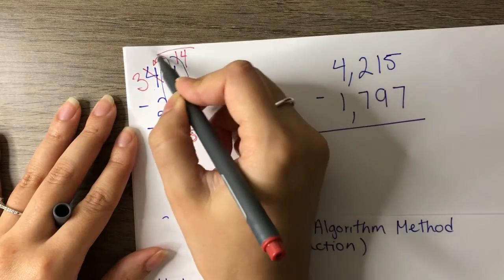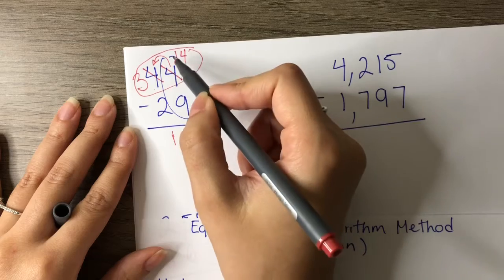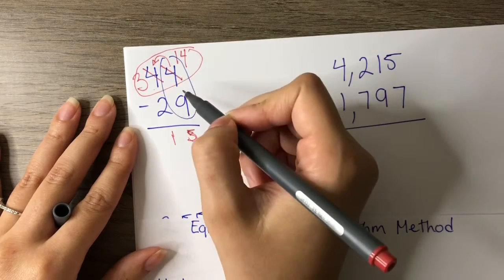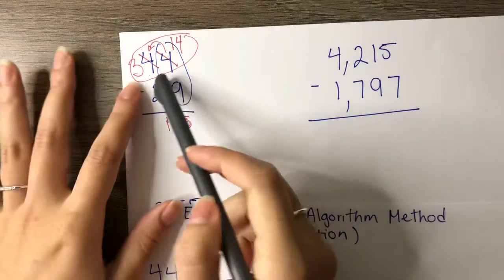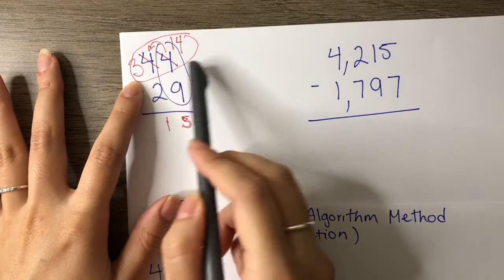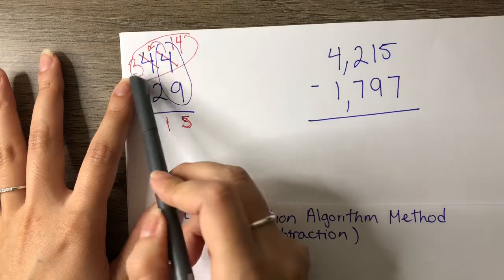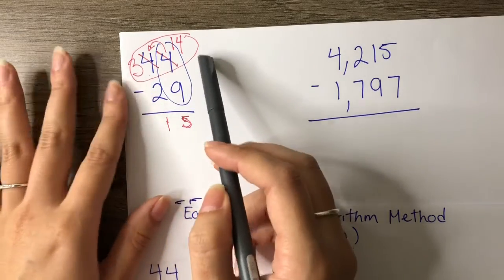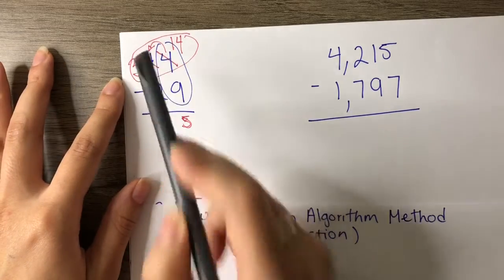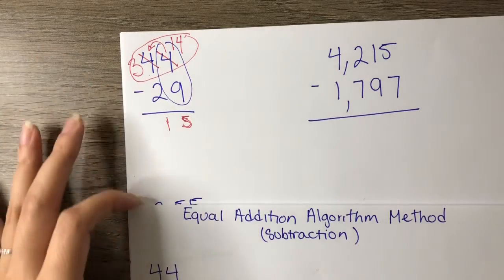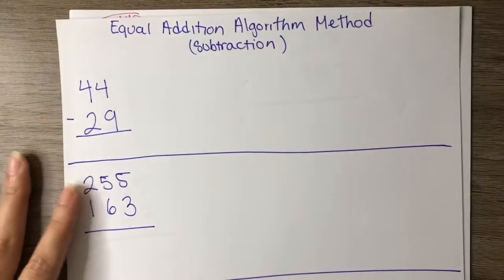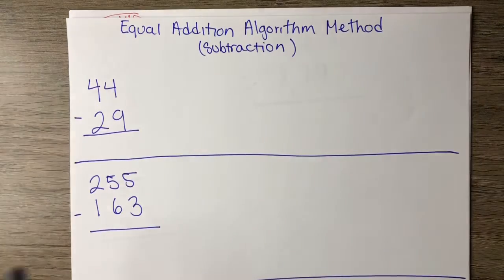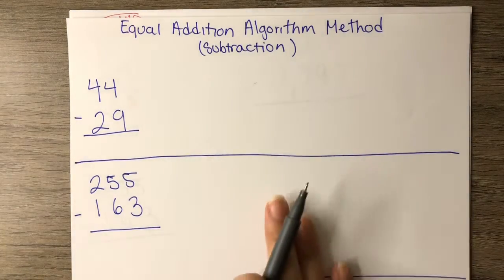But you see how we have to do all of this borrowing and changing numbers. Sometimes when we do that, we can make a mistake and mess up one of the numbers. Maybe we know how to subtract, but doing all of this can mess us up. That is why we have the equal addition algorithm method, which is going to help us when we run into a problem like that.